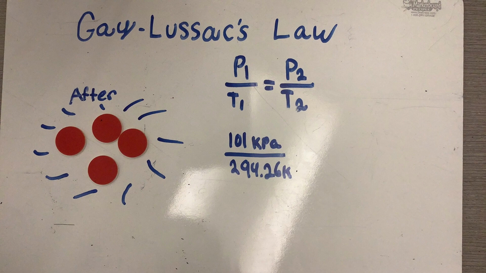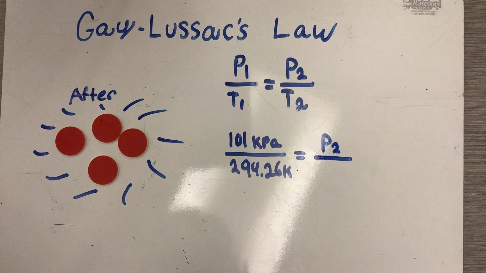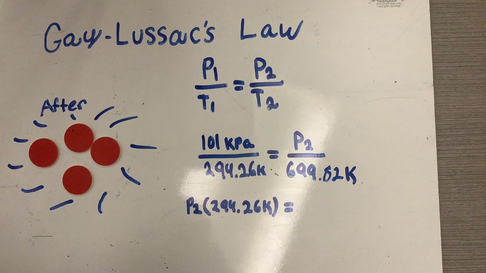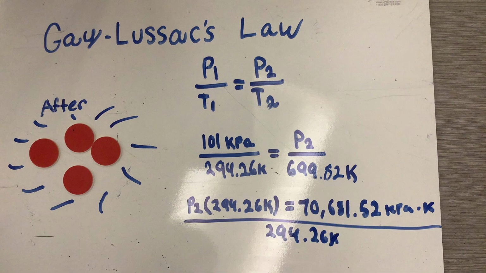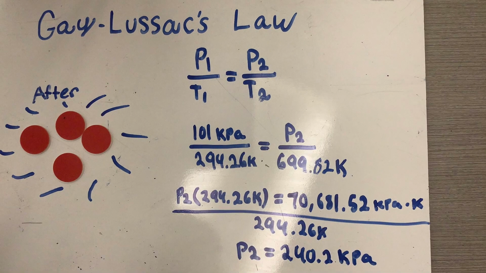We plug the numbers into the equation, cross-multiply, and then divide both sides by 294.26 K to cancel out Kelvin, and we end up with P2, the ending pressure, equaling 240.2 kPa.